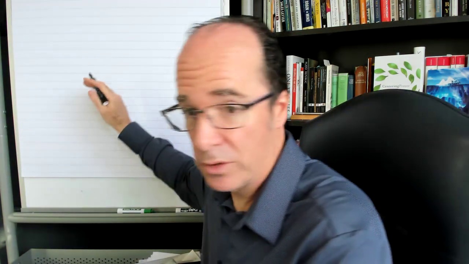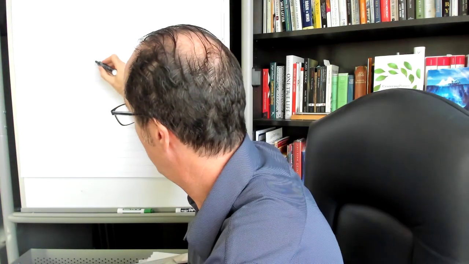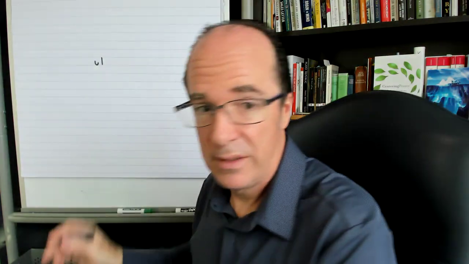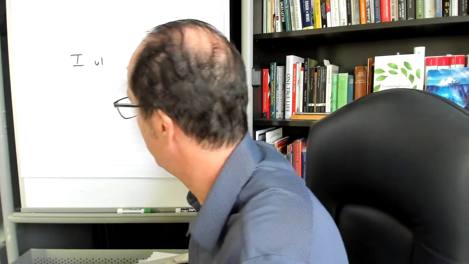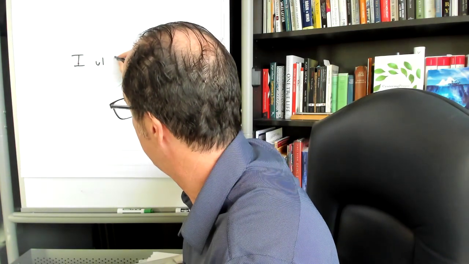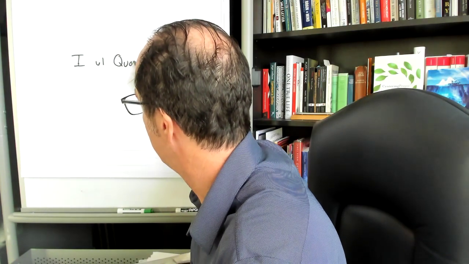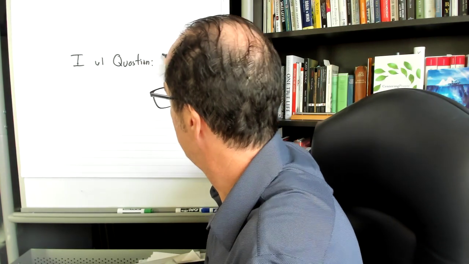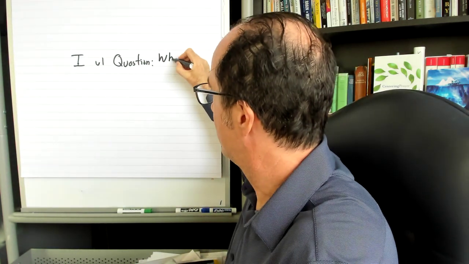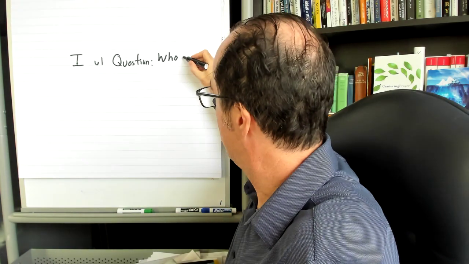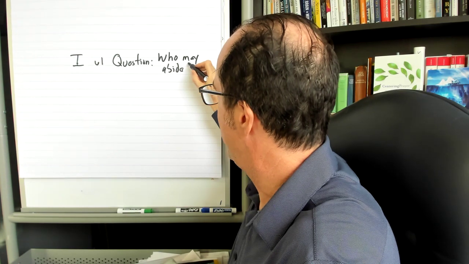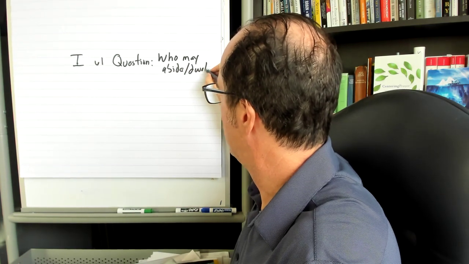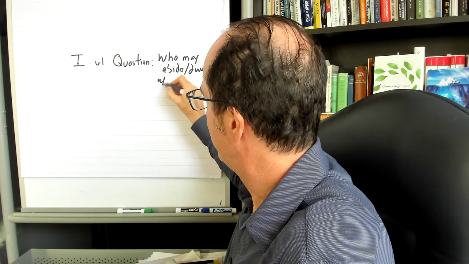And so what you want to notice then is, if we're going to do a structure and an outline, verse 1 is clearly the first piece of this psalm and asks a question. I'm just going to abbreviate it: who may abide, dwell with God?